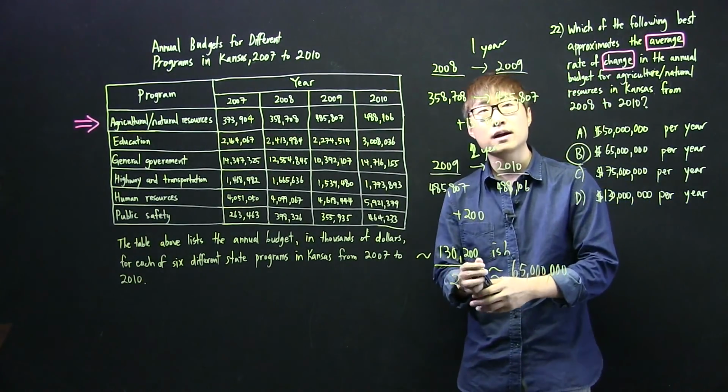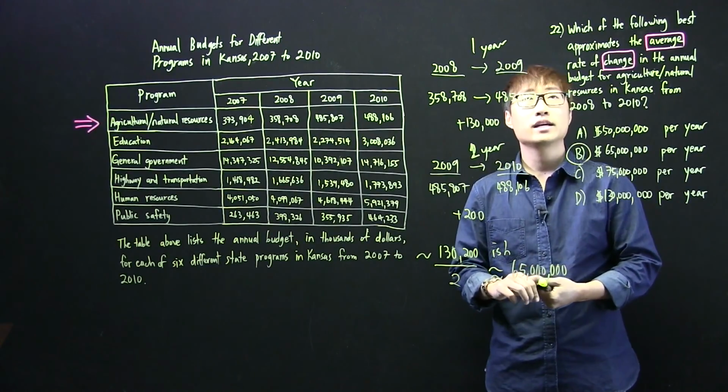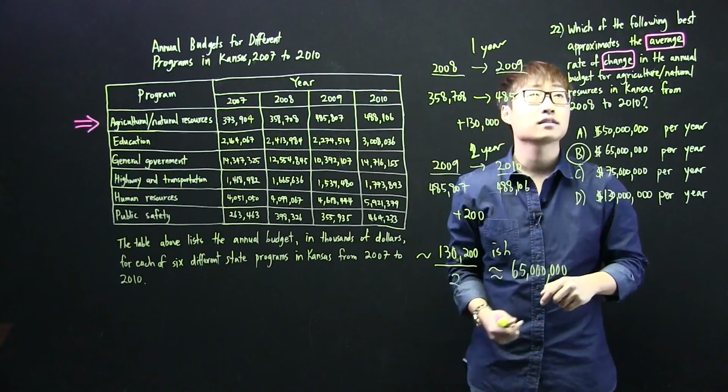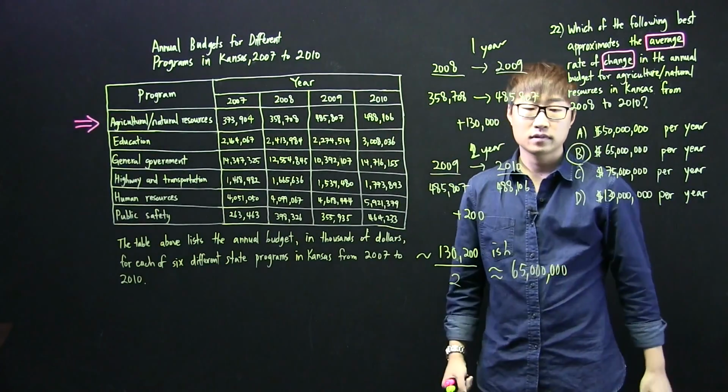So it looks pretty complicated, but it's actually quite simple. It's just asking you to, first of all, find the change between the years and then average them and see what you get.